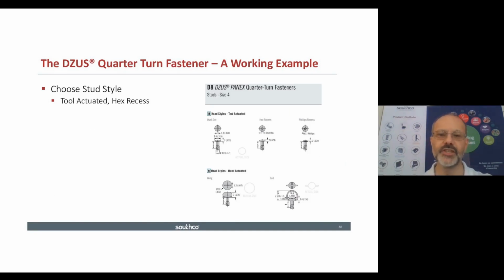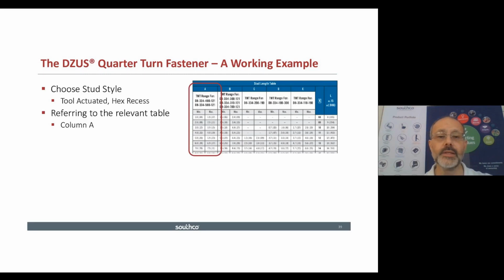So onto the stud style. I'm going to choose a tool actuated hex recess because I want to have limited access from a user perspective. They have to have an Allen key, not just a screwdriver. And referring to the stud length table and in particular the column A that we've just got from the receptacle page, you can see here that there are a range of min and maximum TMT dimensions.